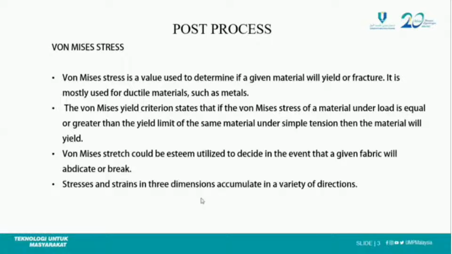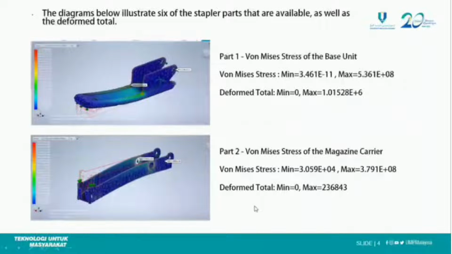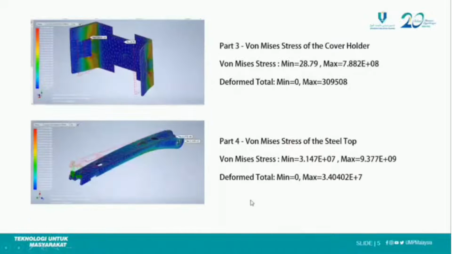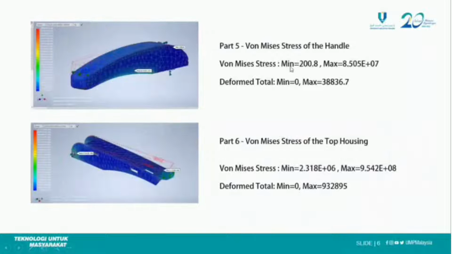Stress and strain in 3D can act in a variety of directions. So for the next, there are 6 parts as well as the deformation total. Firstly, the von Mises stress of the base unit part, then its minimum and maximum values and deformation total. Then part 2 is the maximum carrier with its von Mises stress, minimum and maximum values and deformation total. Continuing, we have part 3 cover holder, and part 4 the steel top. Part 5 is the handle. Part 6 is the top housing.